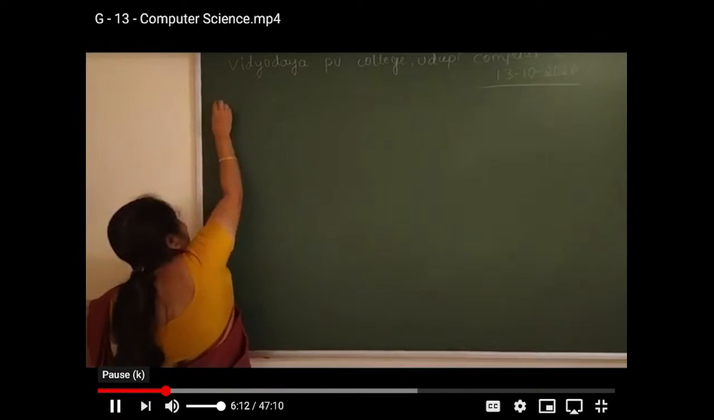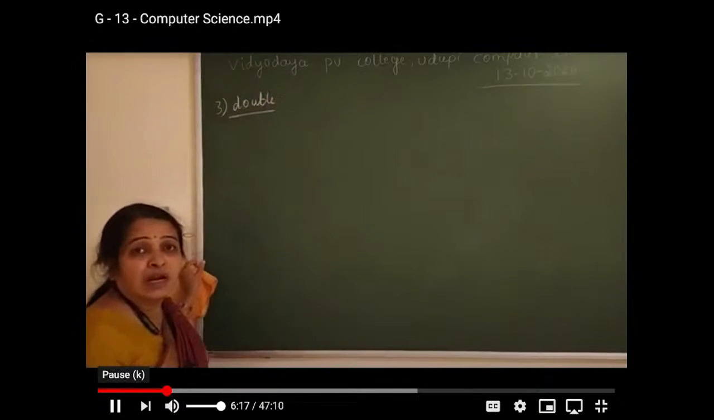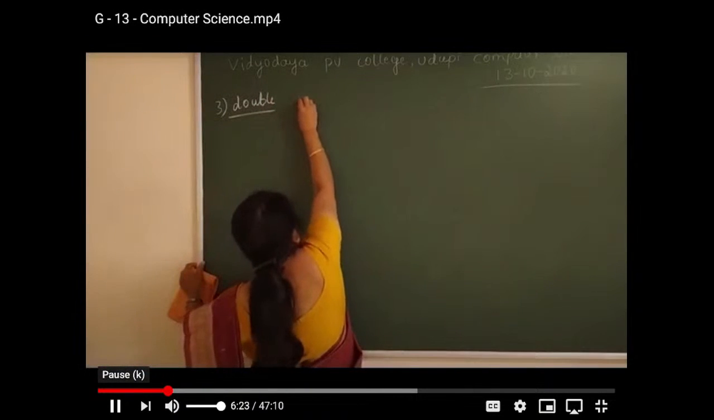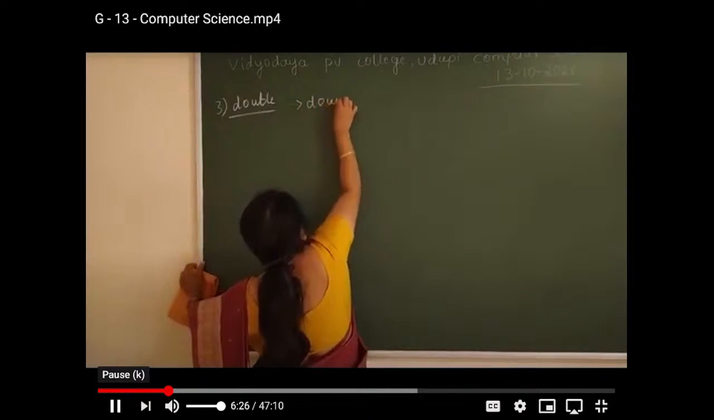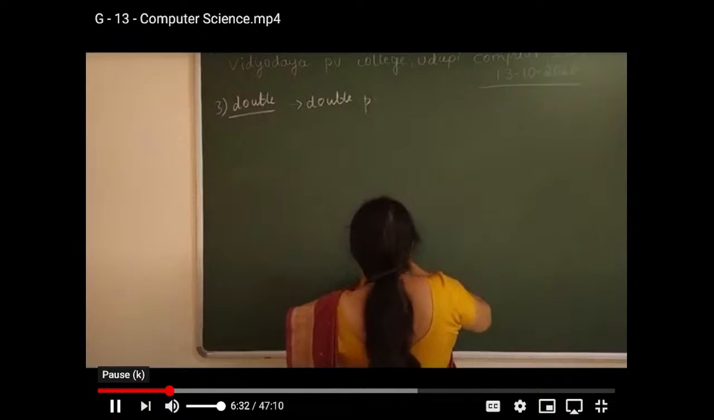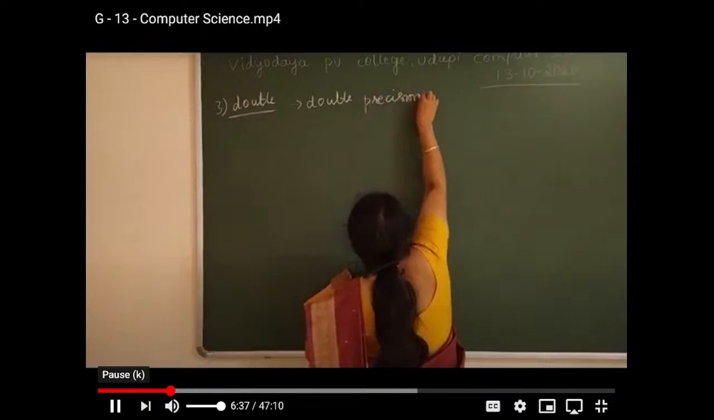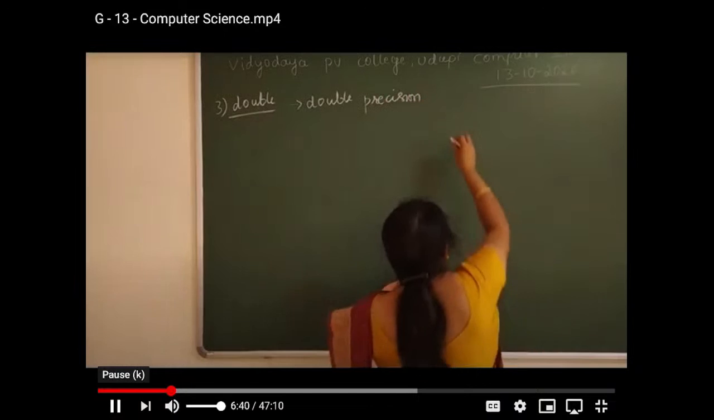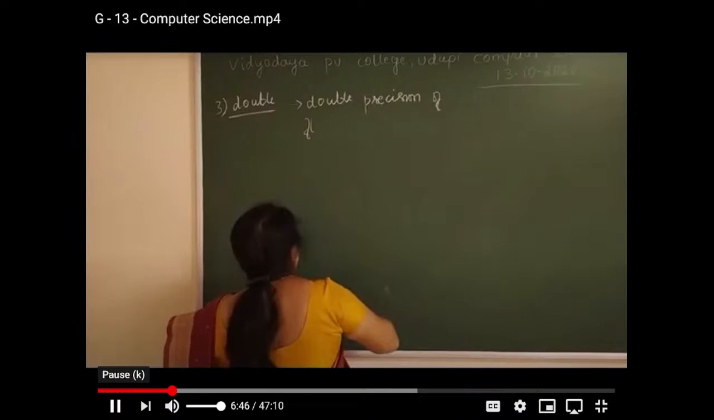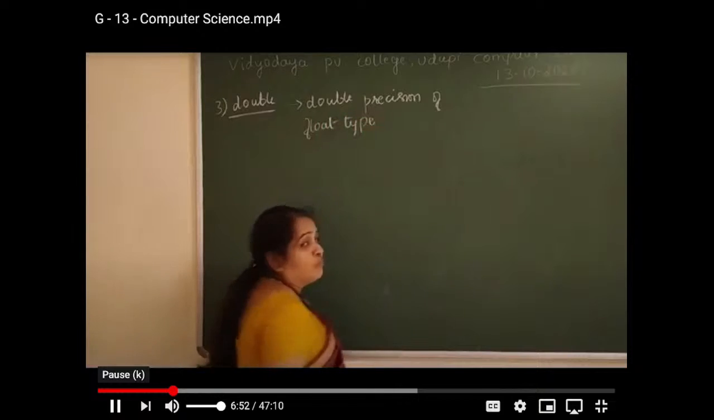Third one is the double. What do you mean by double? It is nothing but the double precision of float type.